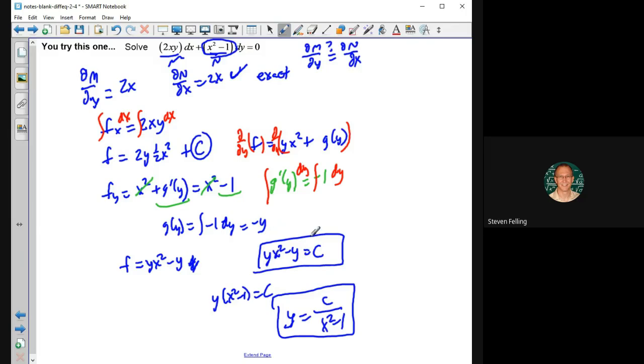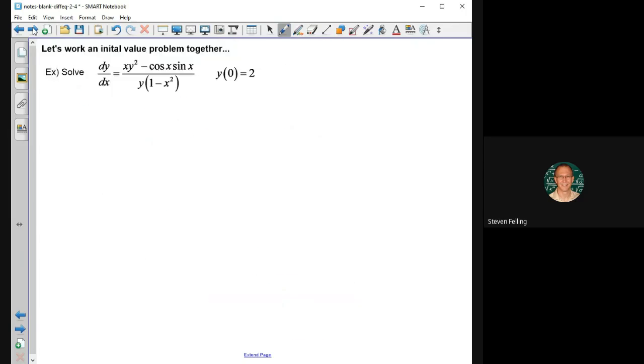Okay, let's do another one, and I'll show you another thing that you can do here if you want. Here's another problem. Let's put this in the right form. You can pause this and try it, and then unpause. Just got a couple more examples for you here.